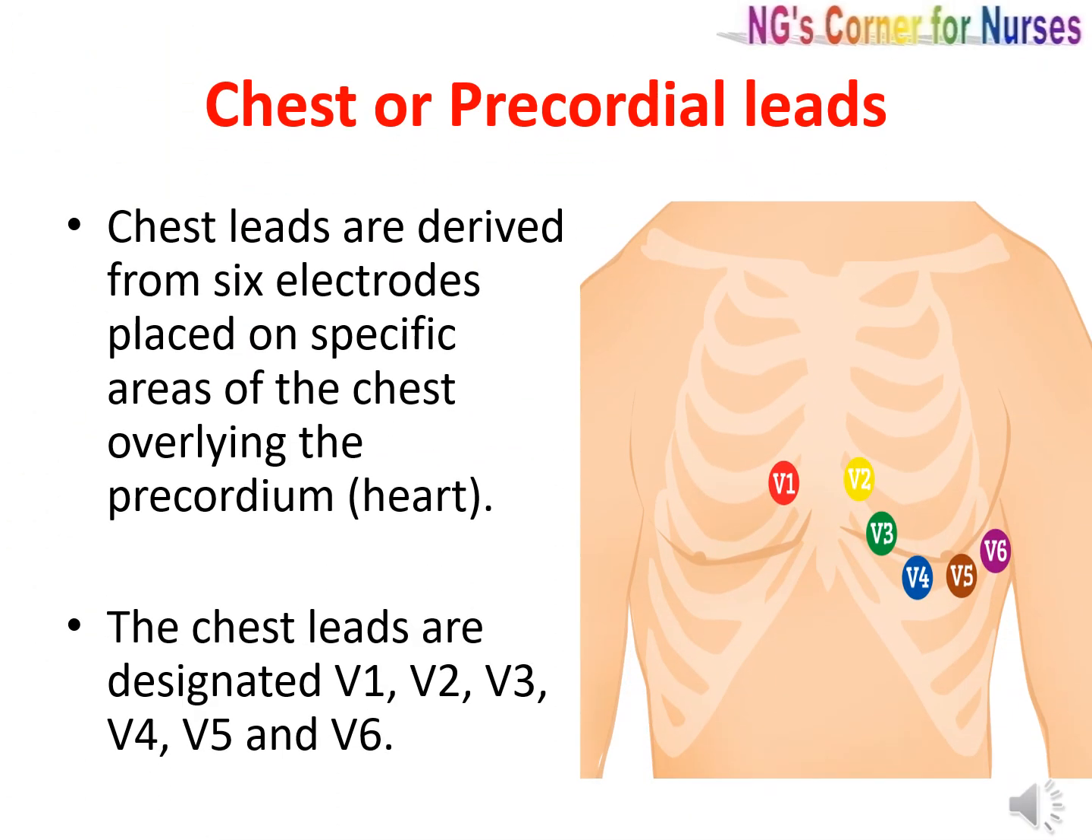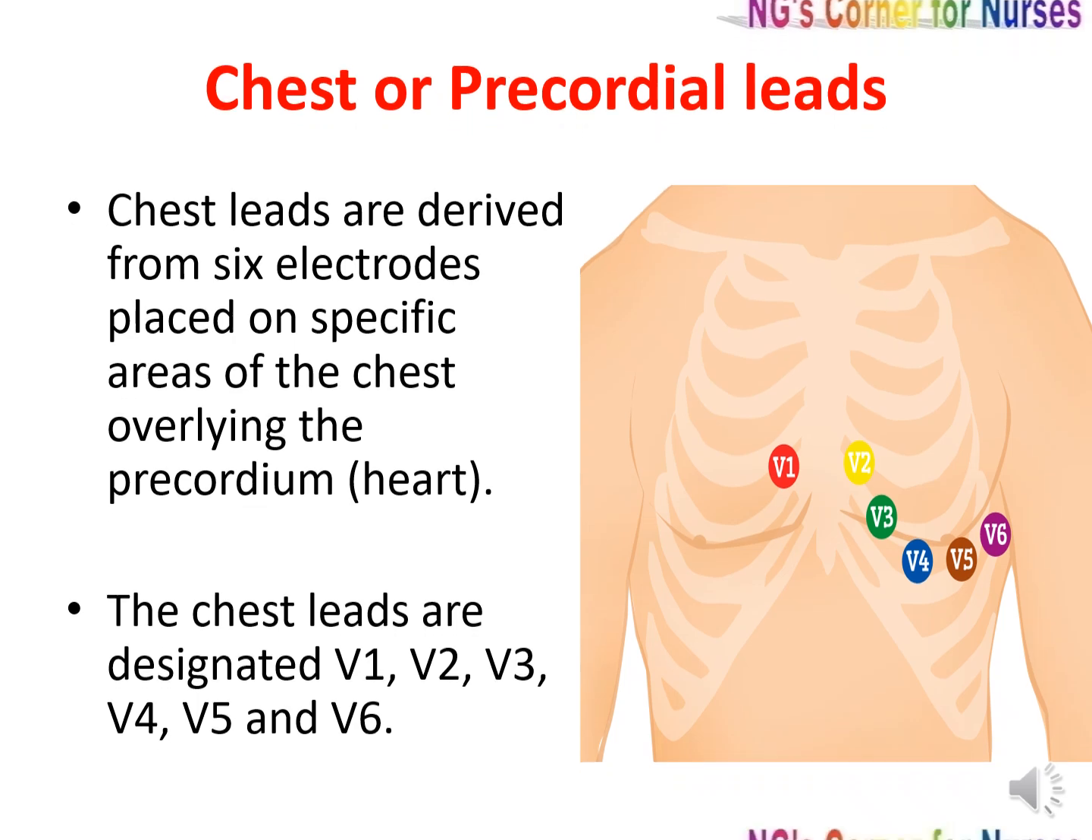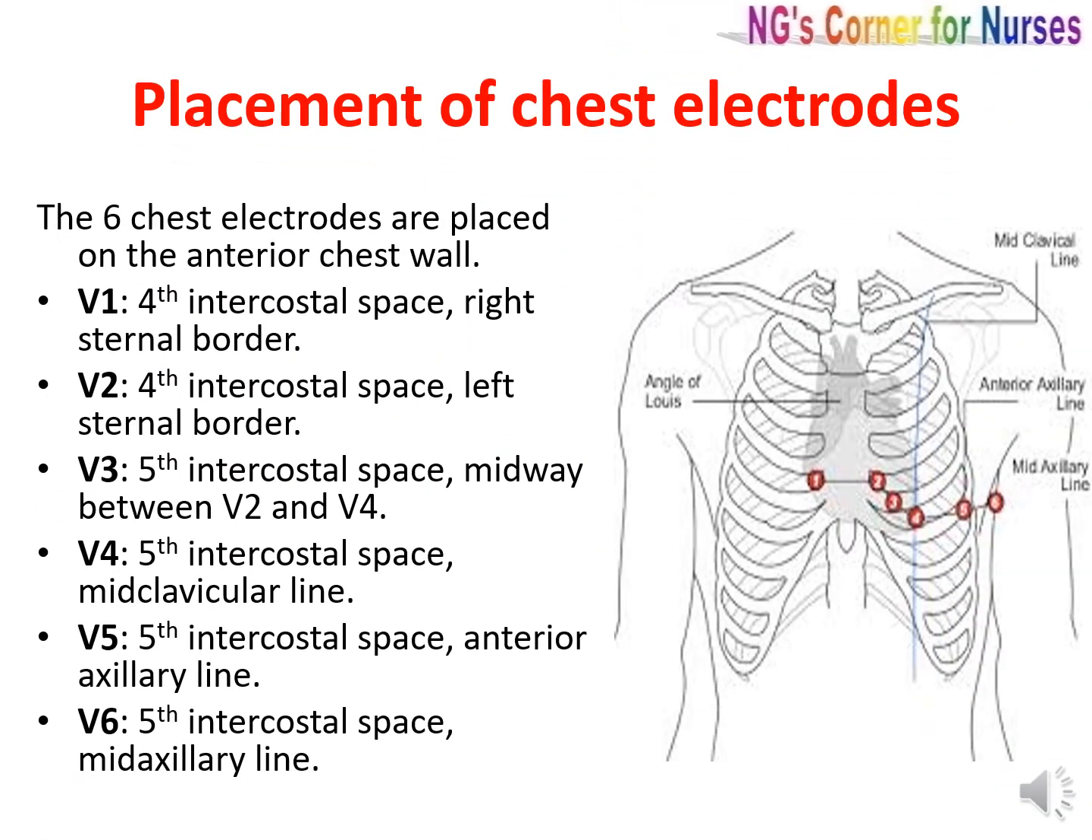First, coming to chest or precordial leads. Chest leads are derived from 6 electrodes placed on specific areas of the chest overlying the precordium or heart. The chest leads are designated from V1 to V6. The 6 chest electrodes are placed on the anterior chest wall. Let's see the placement of chest electrodes.